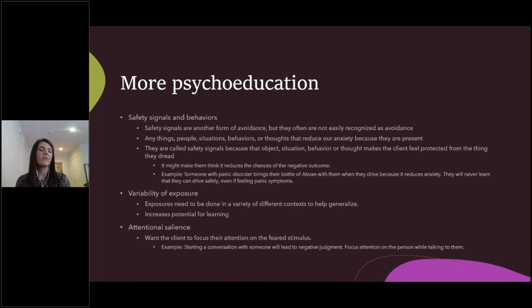So if you have a client who has social anxiety disorder and one of their exposures would be to have an in-person meeting with a boss or a coworker or a friend, you want them to be focusing on the conversation and on the person that they're talking to, to be able to test out their feared outcome. We don't want them to be thinking about what they're going to do later or looking at the wall behind the person. We want them to be paying attention to the feared stimulus. Okay.